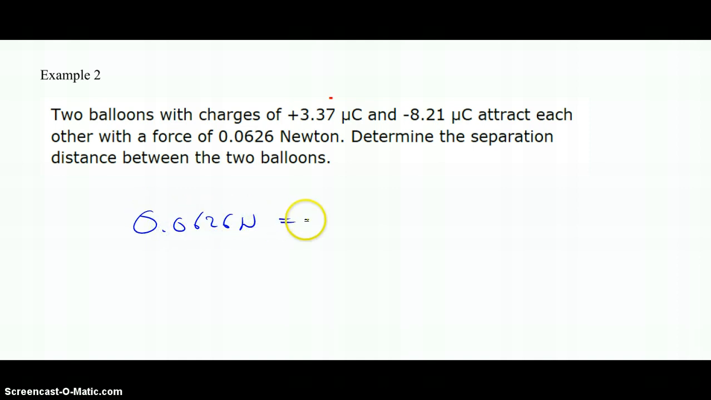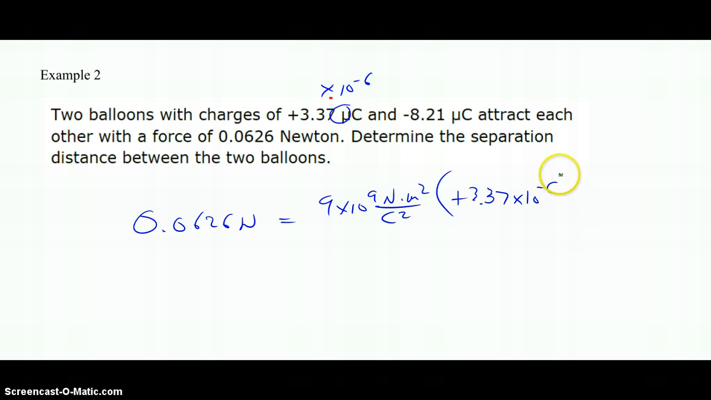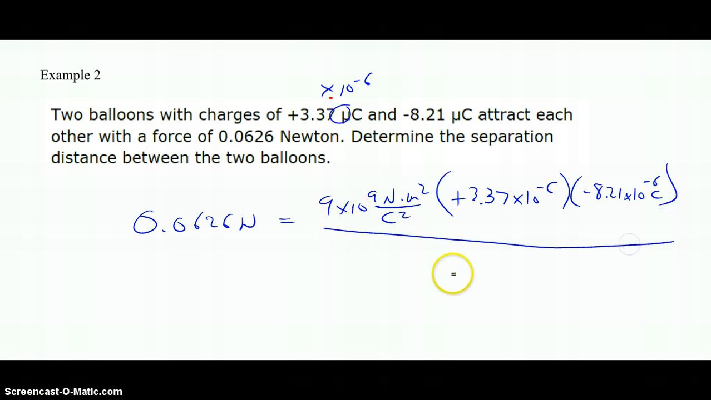0.0626 newtons. That's equal to K, 9 times 10 to the 9th newtons meters squared over Coulomb squared, times positive 3.37 times 10. Now micro here, this Greek letter mu, stands for times 10 to the minus 6. Times negative 8.21 times 10 to the minus 6 coulombs. Now we don't know the distance, but we're going to put the distance squared in here. Now we can go through the numbers and calculate, and we've got to get this distance by itself.